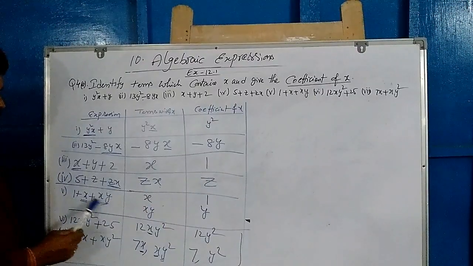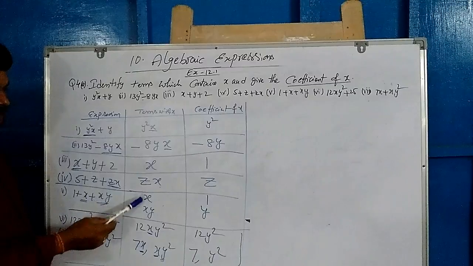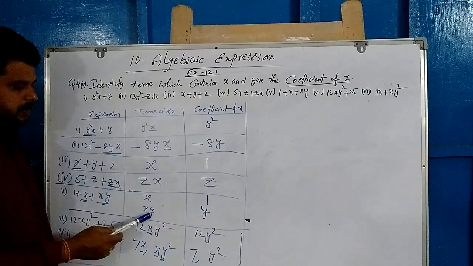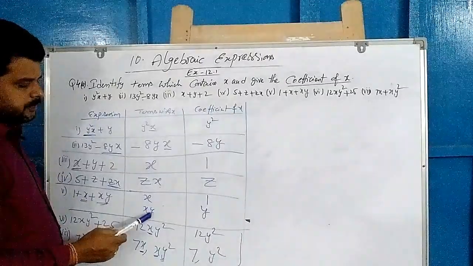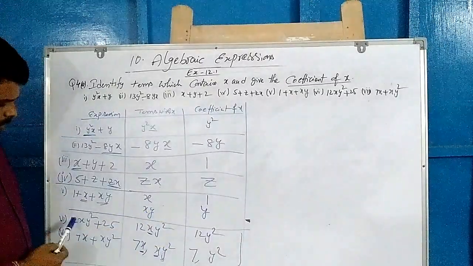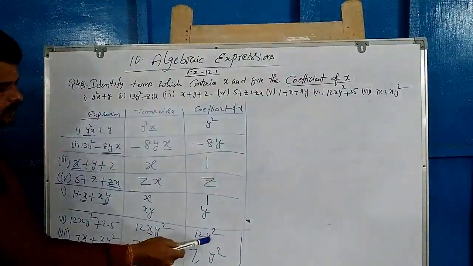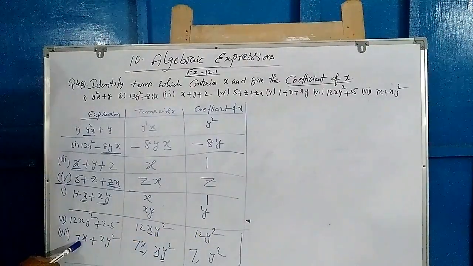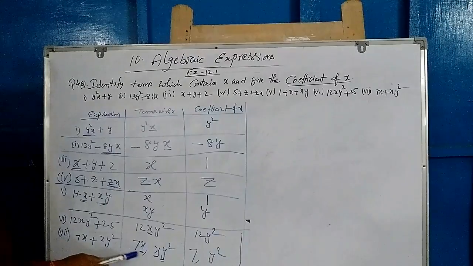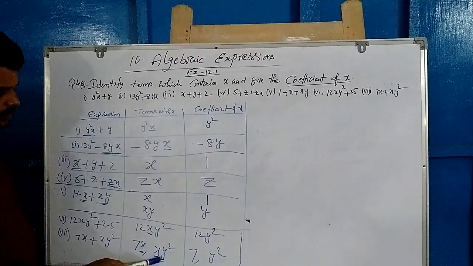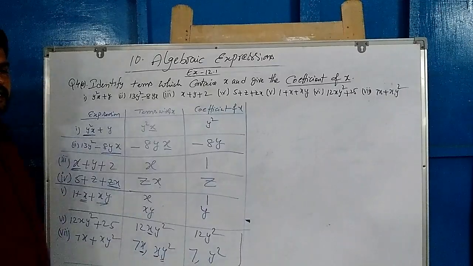In this sum we have two terms with x, x and xy. So the coefficient of x is 1, and in xy the coefficient of x is y. The 6th sum, 12xy square: 12y square is the coefficient. In the 7th one also we have two terms, 7x and xy square. For 7x the coefficient is 7, for xy square the coefficient is y square.